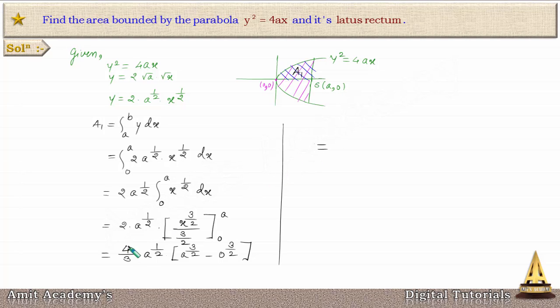So is equal to this 4 by 3 here as it is. Now in this bracket, I'll get a raised to 3 by 2, and a raised to 3 by 2 into a raised to half will be a square. So this is A1, and now we have to find A. So now, total area A is equal to 2 into A1, so 2 into A1 is 4 by 3 a square. So A is equal to 2 into 4 is 8 upon 3 a square units, and this is your final answer.